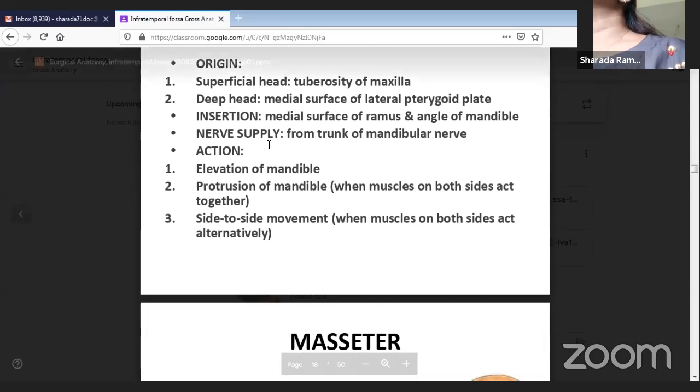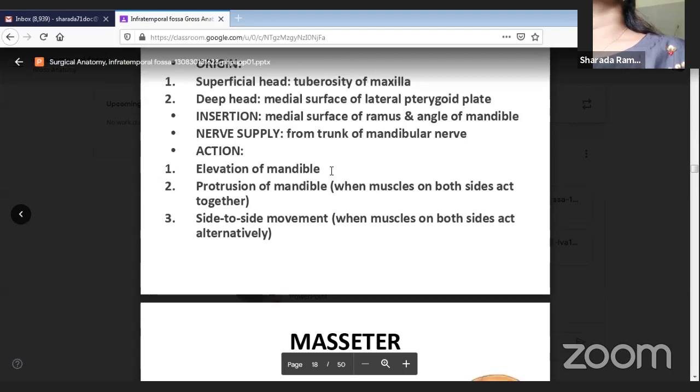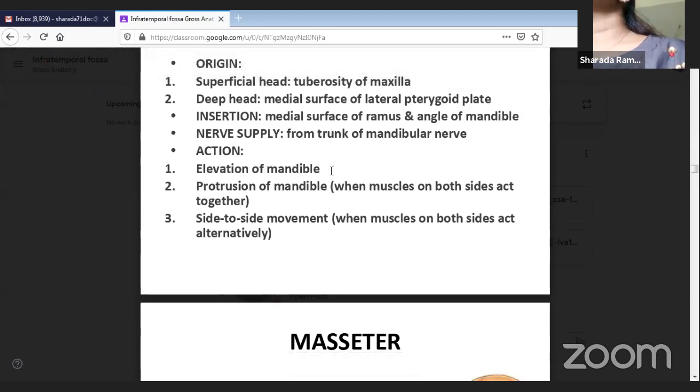What does it do? It is going to elevate the mandible. If it is contracting, it is going to elevate the mandible, of course. And it is going to protrude the mandible. When both muscles contract together, it is going to bring about the protrusion of the mandible.